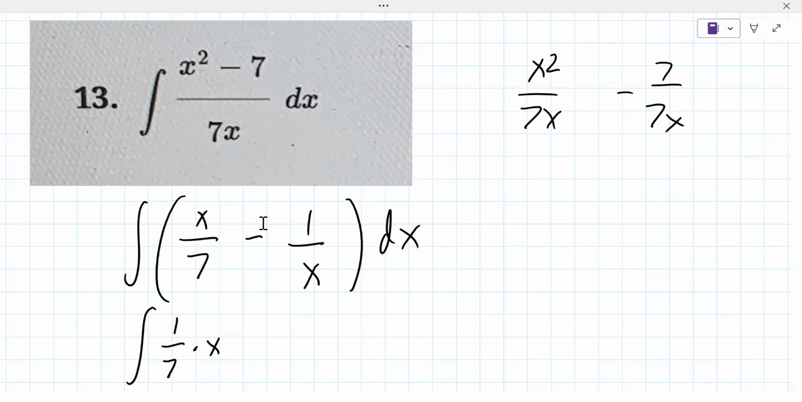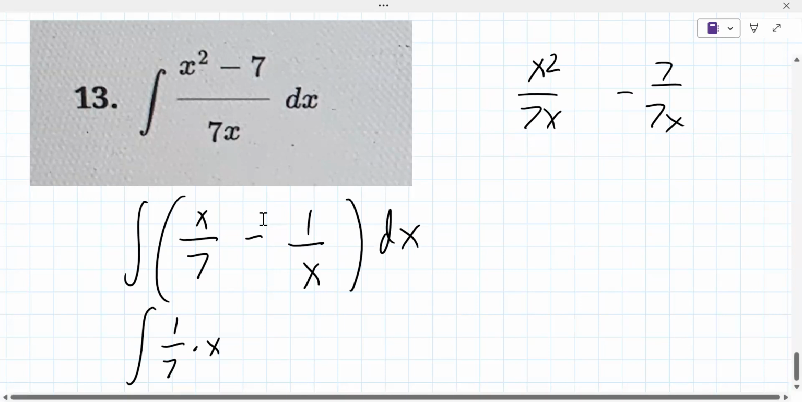Go ahead and keep working this one out, please. I'm going to step away for 30 seconds. I'll be right back.